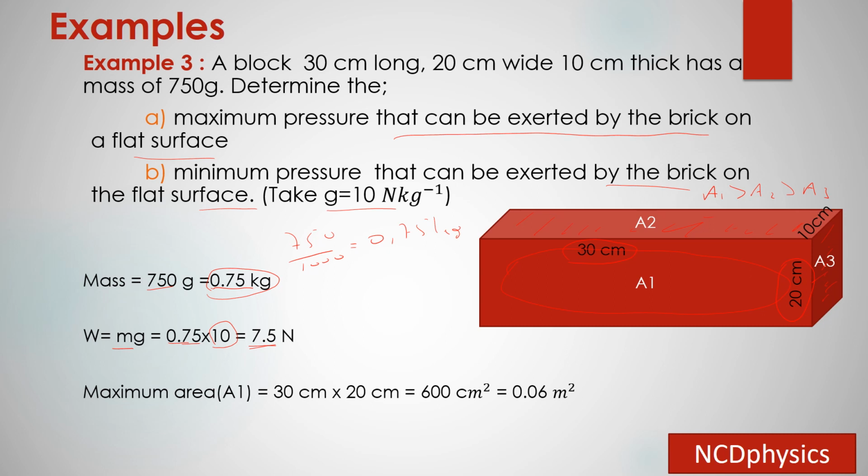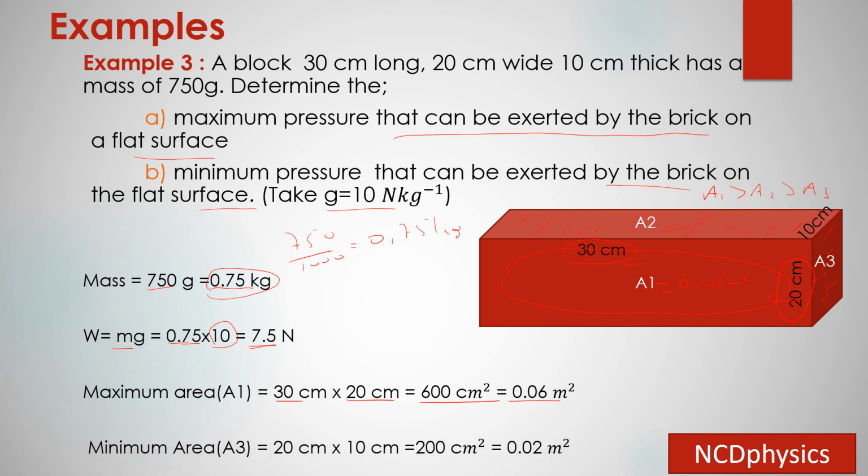Area 1, the maximum area, is equal to 30 multiplied by 30, isn't it? So 30 centimeter multiplied by 30 centimeter is equal to 900 centimeters square, which is equal to 0.09 meters square. Okay.